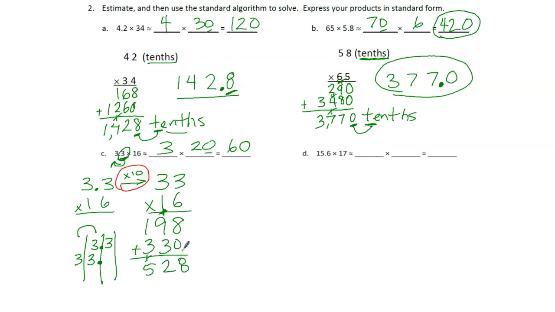Alright, so now remember, since initially I multiplied by 10 to get rid of my decimal, I'm going to simply divide by 10 to bring my decimal back. And when I divide by 10, I'm just going to move my decimal point back in, and I get 52.8 for my final answer.